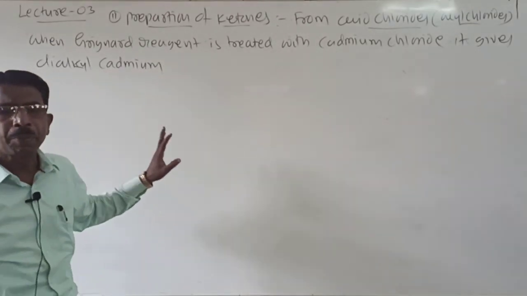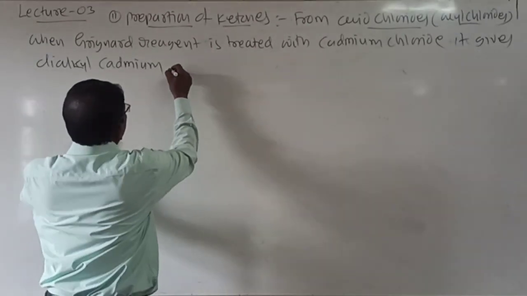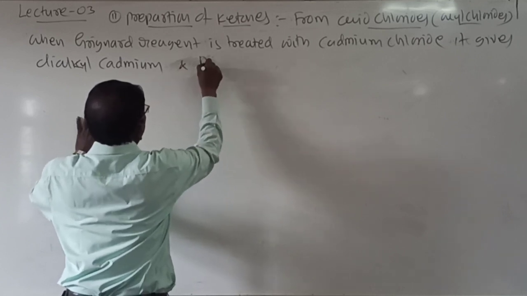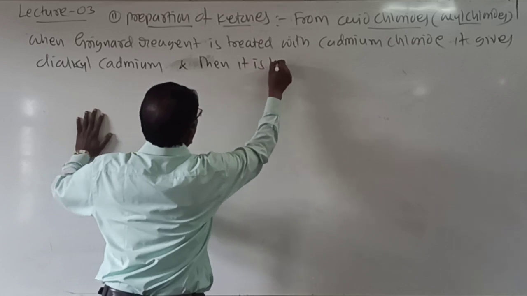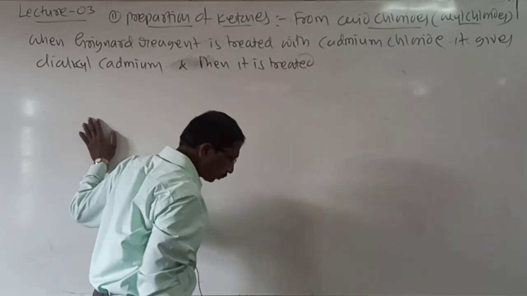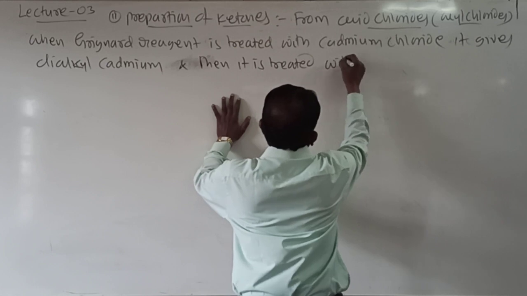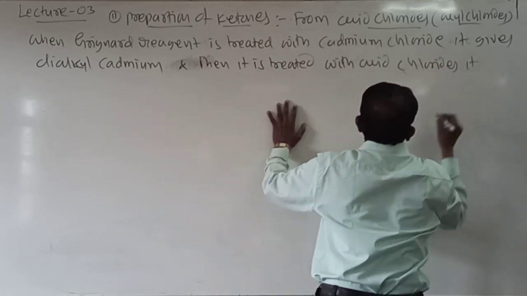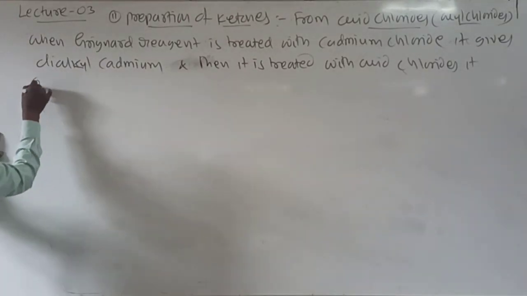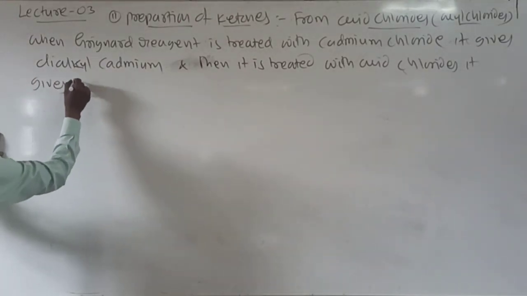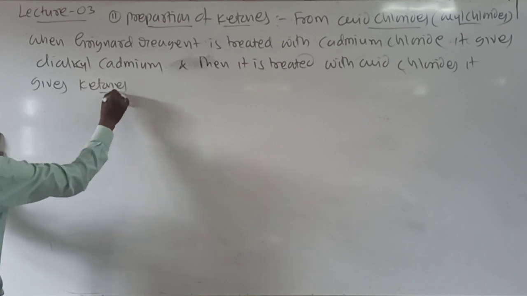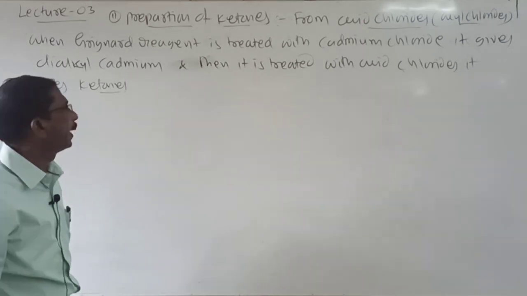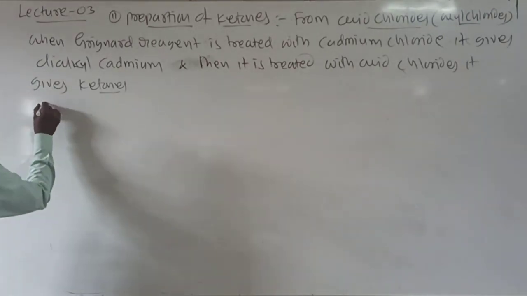So dialkyl cadmium, when treated with acid chlorides, gives ketones. Look here students, it gives ketones. Very important reaction. I will write here first number 1.